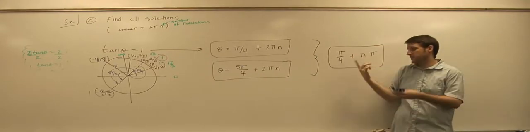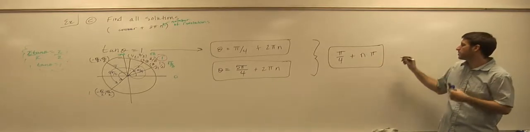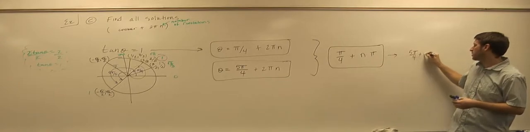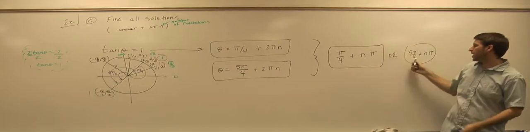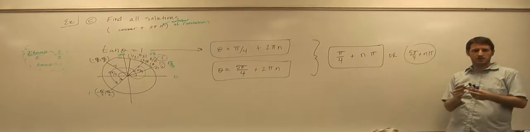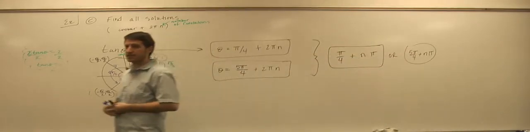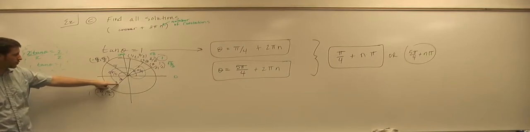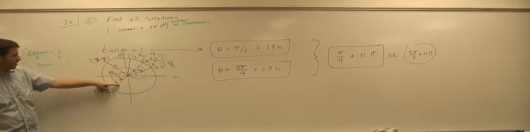In fact, you could replace this. Is there another way to write this? What else might be acceptable here? 5π/4 plus nπ. Yeah. Why is this the same as this? Yeah, you end up in all the same spots. You're going to start at 5π/4, but then you're going to go half revolutions backward and forward. So if you go a half revolution back, you get π/4 again. If you go back again, you'll get another solution, right?